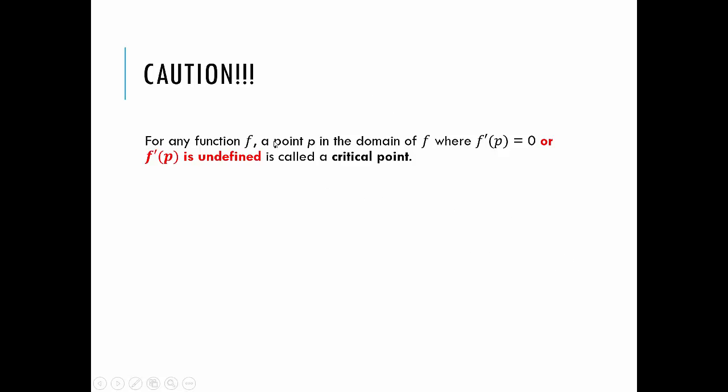So for any function f, a point P in the domain of that function where the first derivative equals 0, or we're going to see something else can happen, the derivative is undefined, is called a critical point. So it's not always just where the first derivative equals 0, it also is where the first derivative is undefined. So if I had this example, find critical values and where the function is increasing and or decreasing.